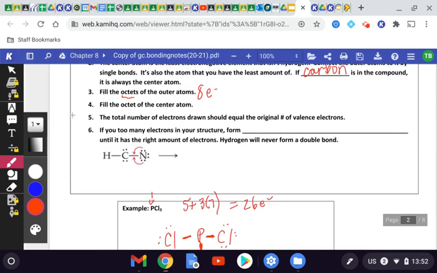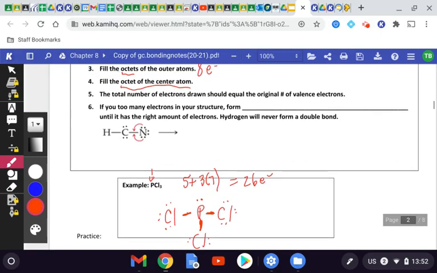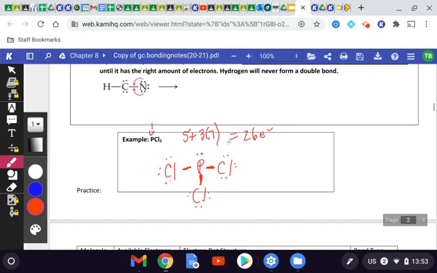Then it says fill the octet of the center atom. So then my center atom there for phosphorus has 2, 4, 6 around it with those 3 single bonds. So if I put one more lone pair on it, it now has 8 electrons around it. Then it says the total number of electrons drawn should equal the original number of valence electrons. So let's count what we had.